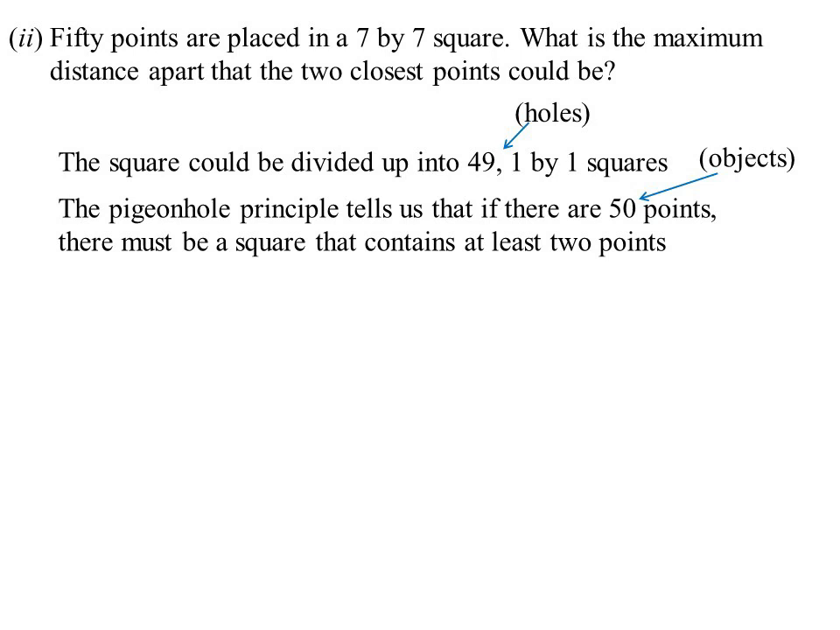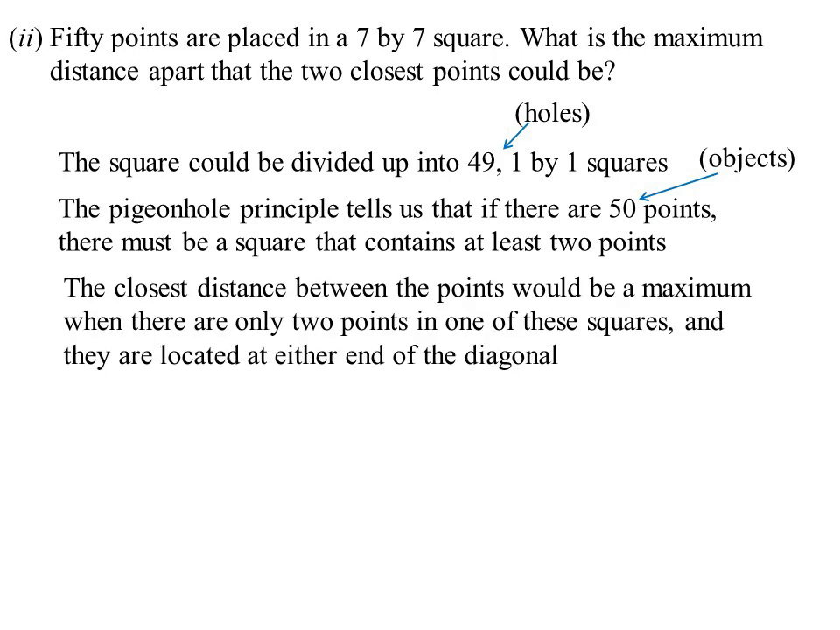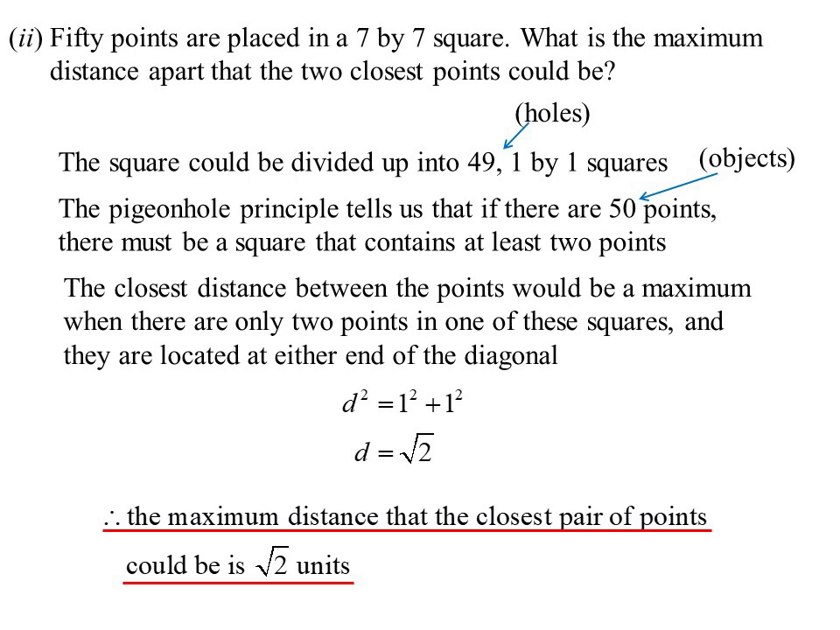We're talking about a square. It'd have to be at either end of the diagonal in that square. Well, a bit of Pythagoras, square root of 2. So that would be the maximum distance that a closest pair of points could be, the square root of 2 units.